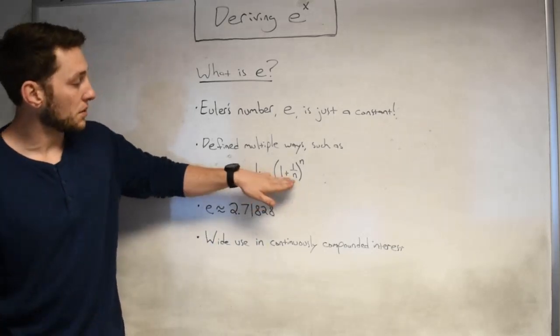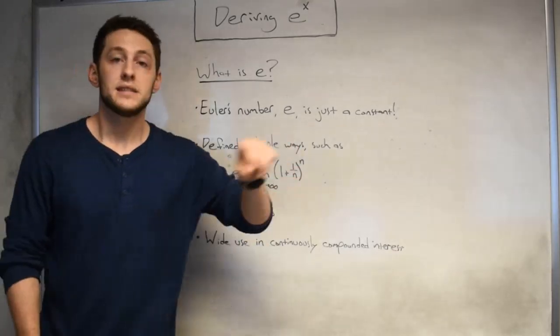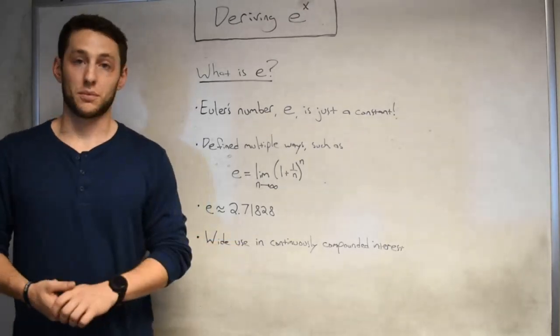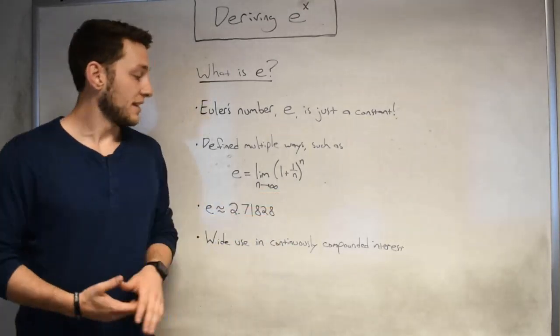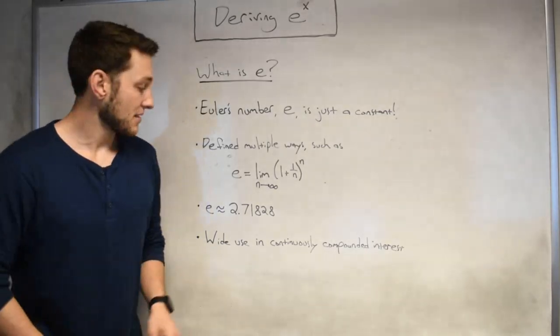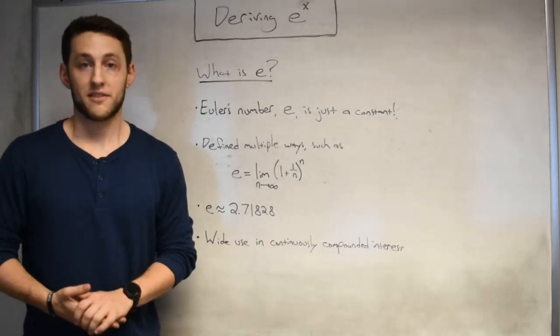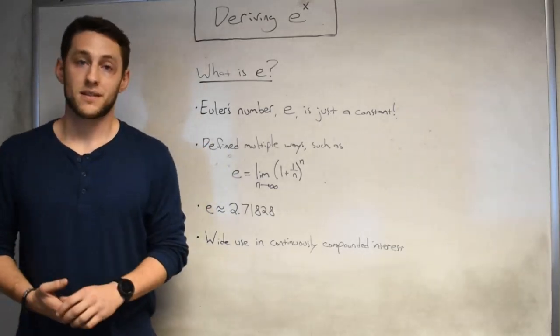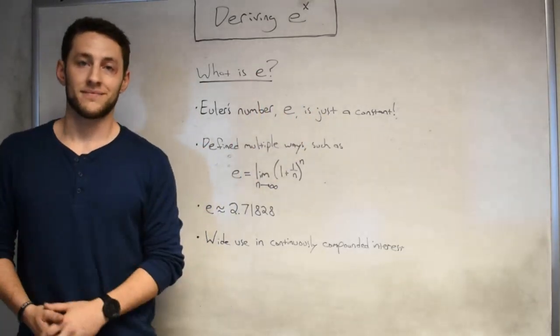If you look at this formula right here, 1 plus 1 over n to the n power, that looks an awful lot like the compounded interest formula. By letting n go to infinity, that's the same idea as letting time go to continuous from discrete. So that's all that e is, not anything too mysterious, it is just a fancy constant.